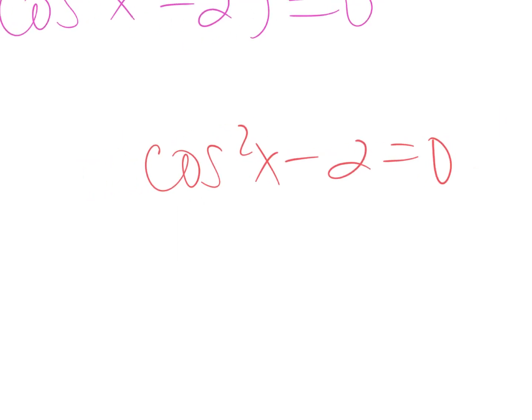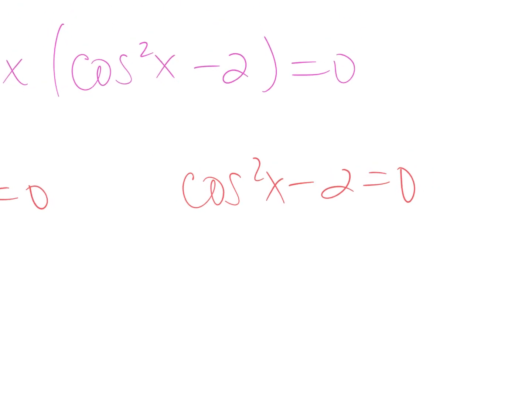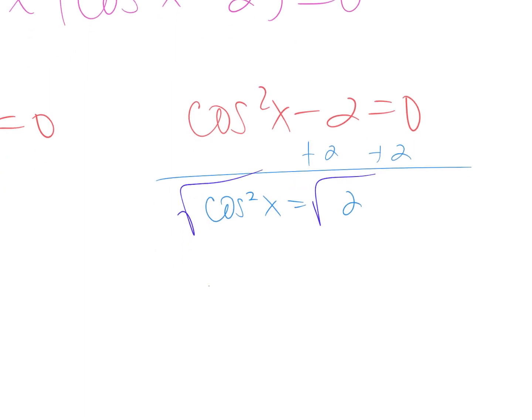How would I solve this? What would I do? Add the 2 to both sides. Perfect. So you have cosine squared x equals 2. Now what? Take the square root. So cosine x equals, what goes in front of your square root? Plus or minus square root of 2.